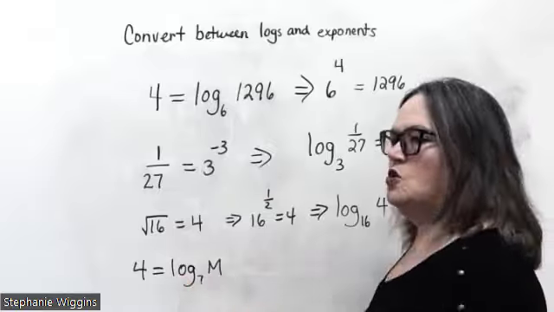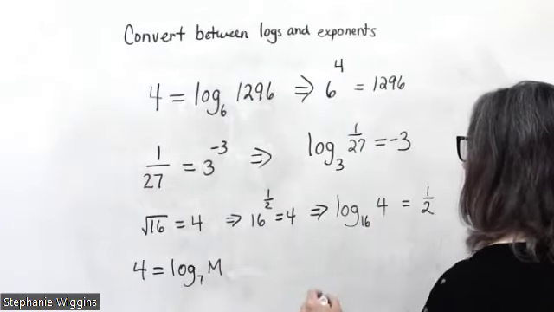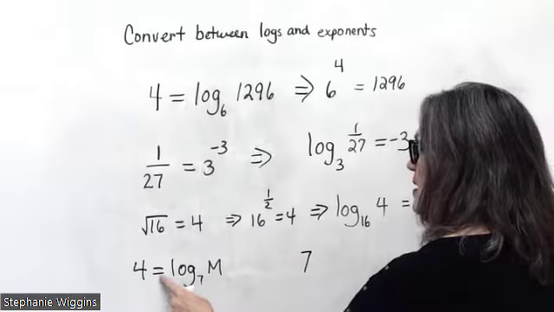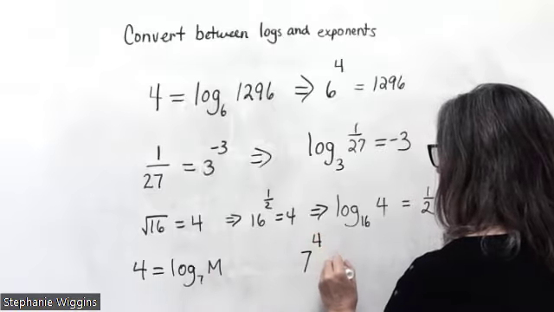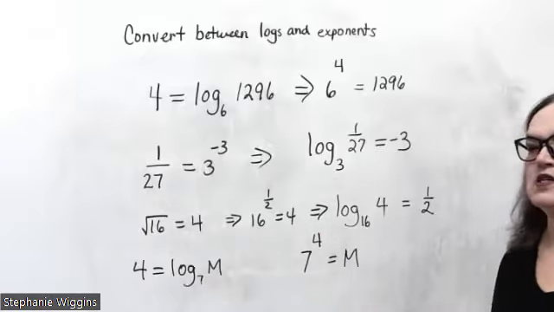Here I have a log, so I'm transforming it from log to exponent. So again, the base is on the bottom, that's the 7. The log is the exponent, so that's 4. And what's left is m. So this is the exponential form.